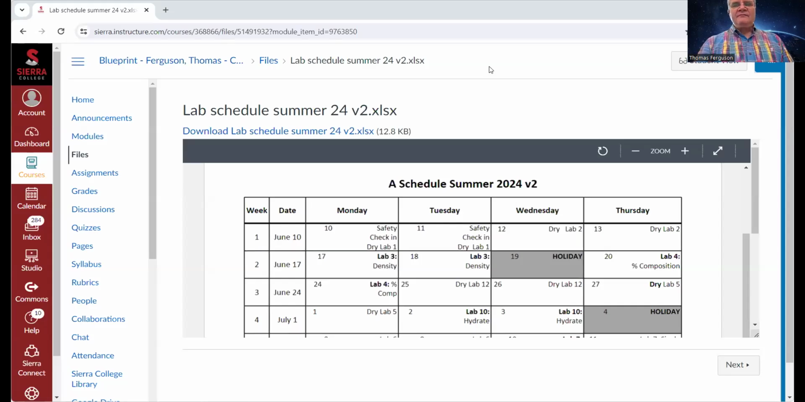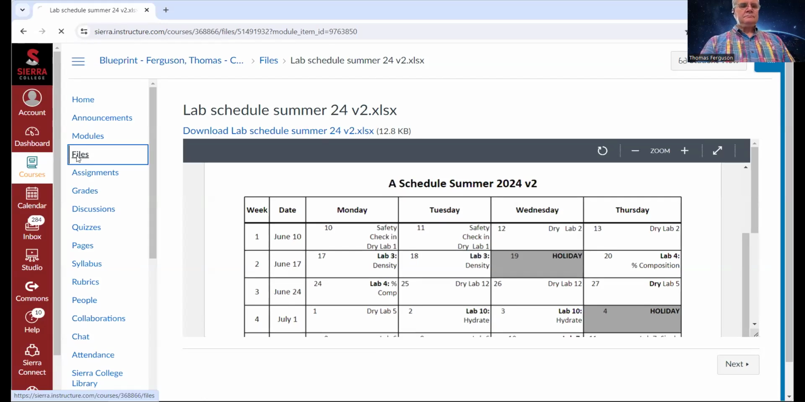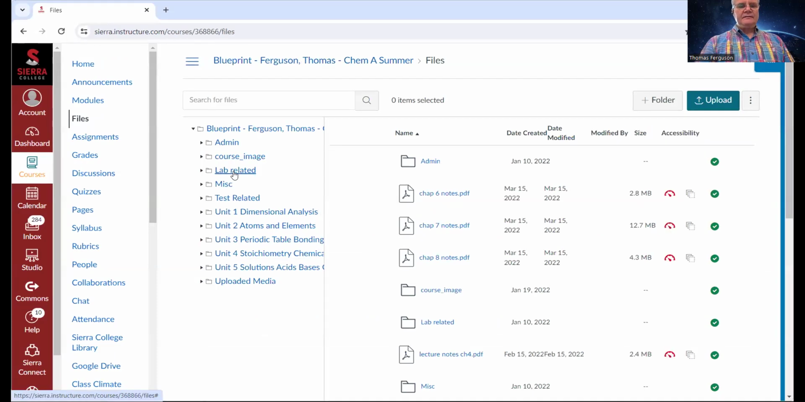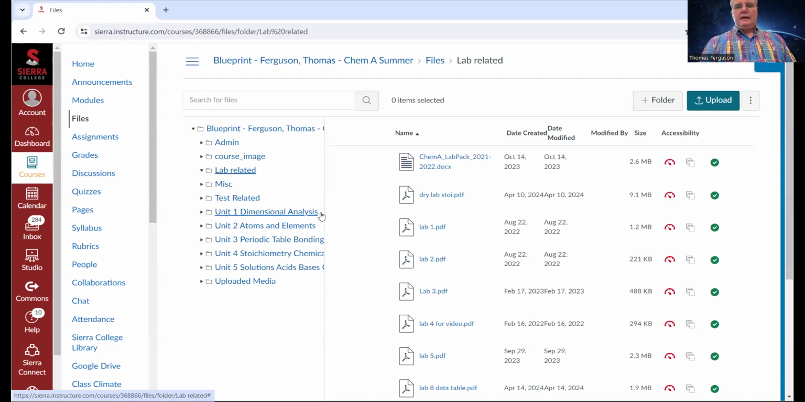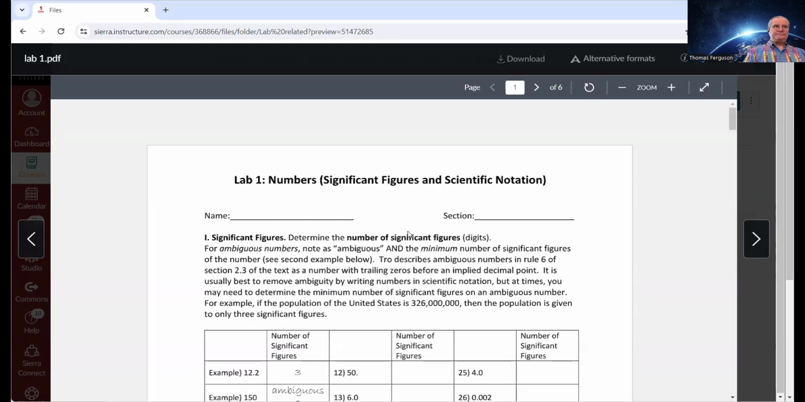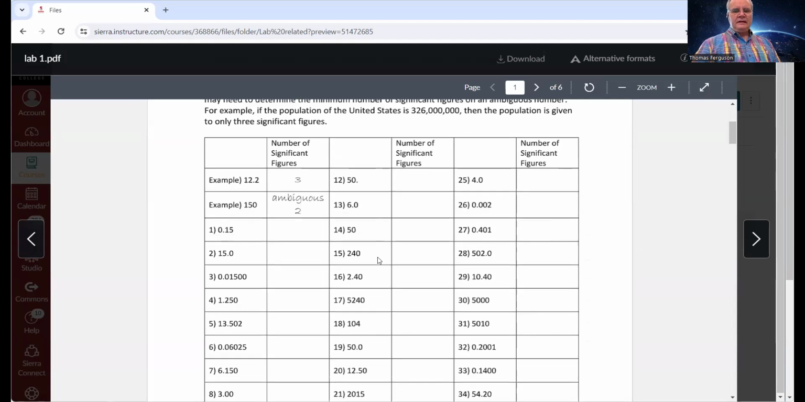Okay, so I'm back on Canvas here. I'm going to go to Canvas Files, Lab Related, and see it says Lab 1. So that is dry lab number 1. So if you haven't purchased your packet, you can do it this way.